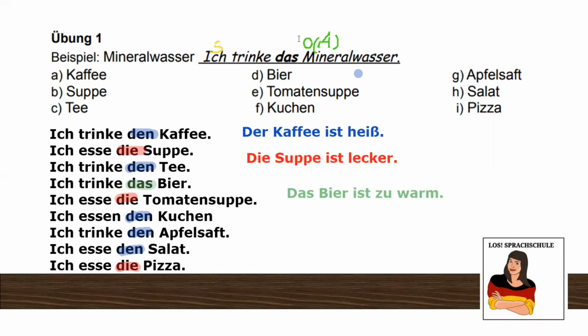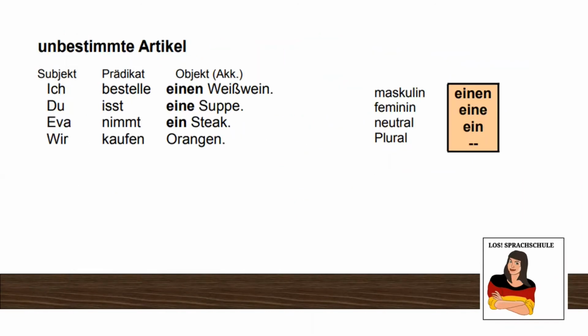And you can see, as I said before, only the male one is obvious in this article. Okay, great. Unbestimmte Artikel, the indefinite articles. It's exactly the same. We have the subject who has to do something, the who part, the verb, and the object in accusative. Something needs to be done with this thing. This is why it is the object. Ich bestelle einen Weißwein. I order a white wine.